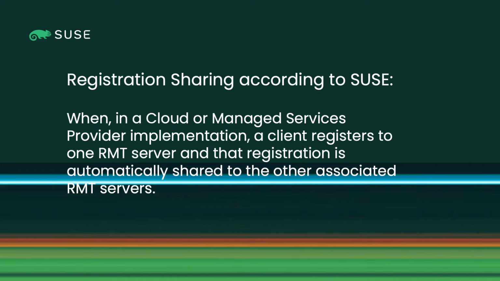First, let's define what registration sharing is, with particular emphasis on who the audience of this video series and setup guide is, which is cloud and managed service providers. That is an important distinction in that to register a client to a group of assigned RMT servers, the client will communicate through the region server to complete the registration. The region server will direct the client to a single RMT server, and the RMT server will share that registration with the other RMT servers. The region server implementation and subsequent cloud client registration will be discussed in more detail in the remaining videos.